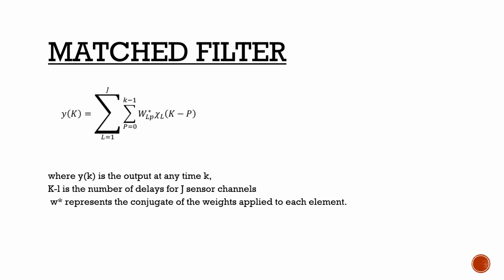Based on that info, here is the expression for the match filter. In this expression we can see y of k is the output of the system at time k. Considering the system has j number of sensors with k minus 1 number of time delays. Here the x of L is the unknown signal and W star is the conjugated time reversal of the input. Based on this expression, we have computed a code to find the match filter output. The match filter code will be discussed later in the PPT.